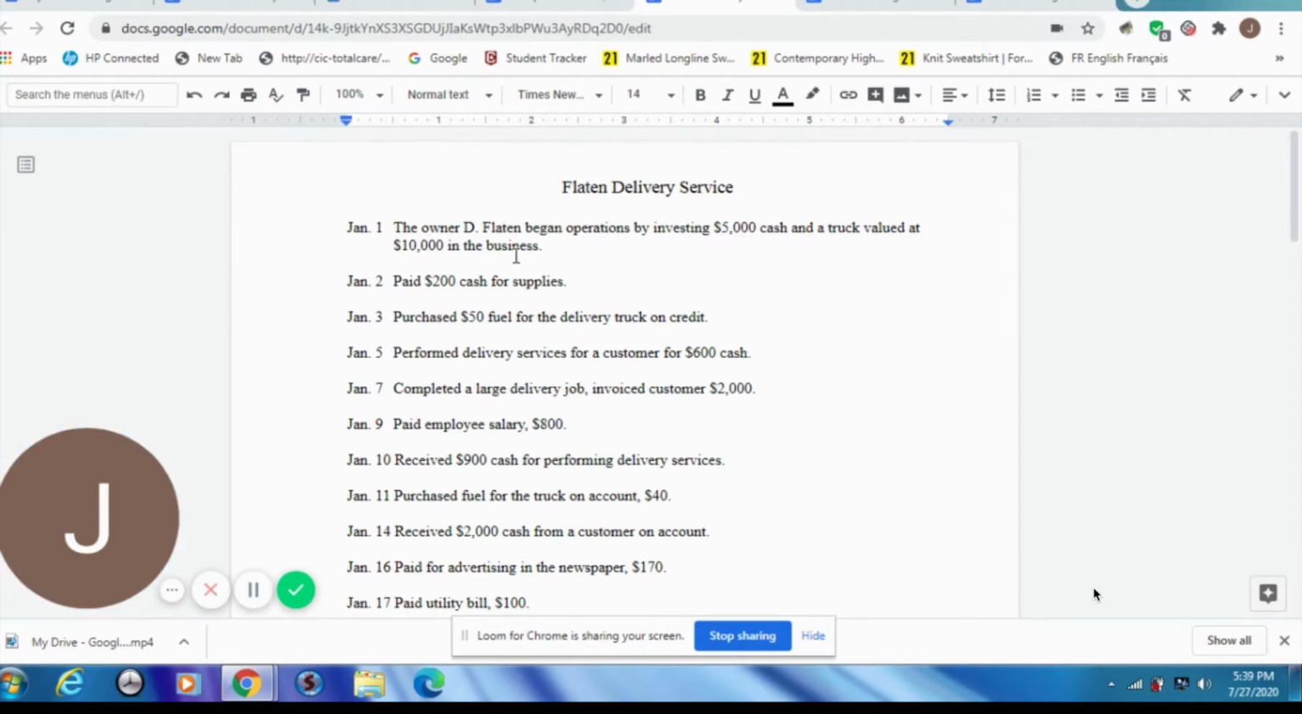It says the owner, D. Flatten, began operations by investing $5,000 cash and a truck valued at $10,000 in the business. So this is an investment by the owner of a couple of things, cash and also a delivery truck that's worth $10,000. So let's go to our journal page and we'll do that journal entry on January 1.